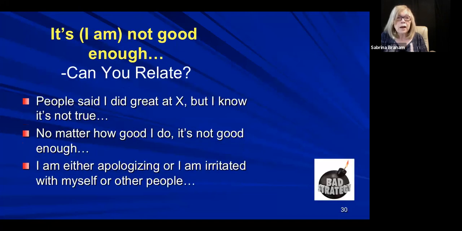So then the not good enough, it can be really internal. People said I did good, but it's not really true. I'm not good enough. I'm either apologizing or I'm irritated with myself or other people. And I know there's somebody on this call who makes a point of apologizing every time they make a mistake, and it's not helpful. And Teresa, thanks for being here and joining us.